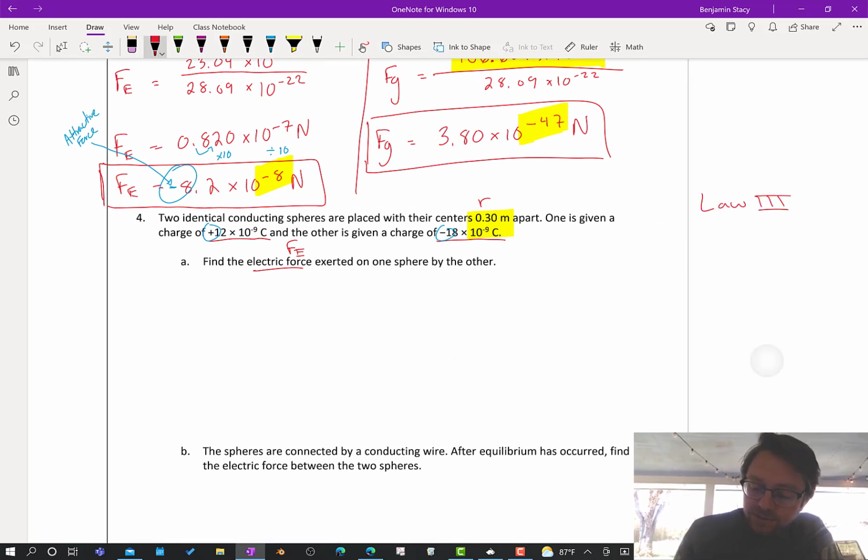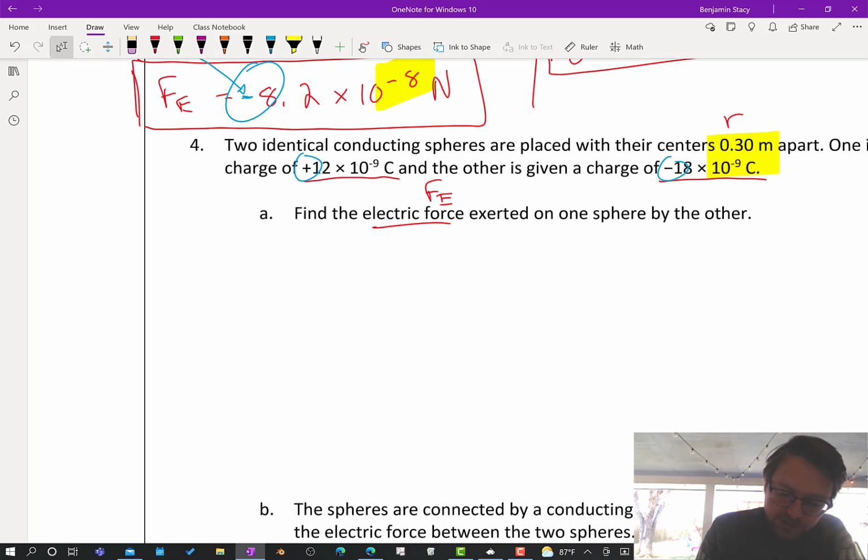the action-reaction law, where we said the force of object 1 acting on 2 is equal to the same force 2 acting back on object 1, but in the negative or opposite direction. So both are experiencing the same force of attraction. They're pulling on each other. We're going to find out what that force is.